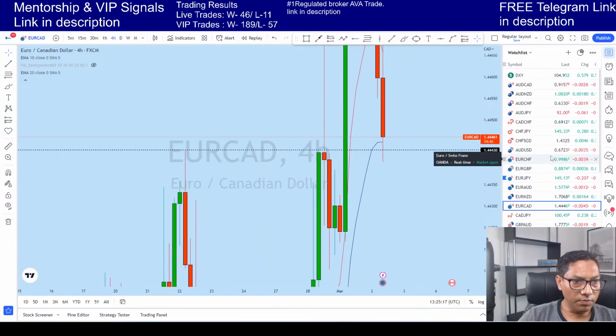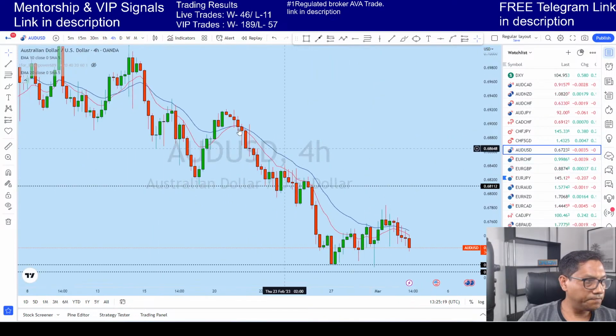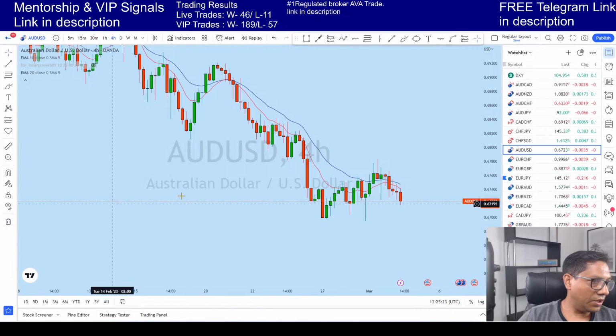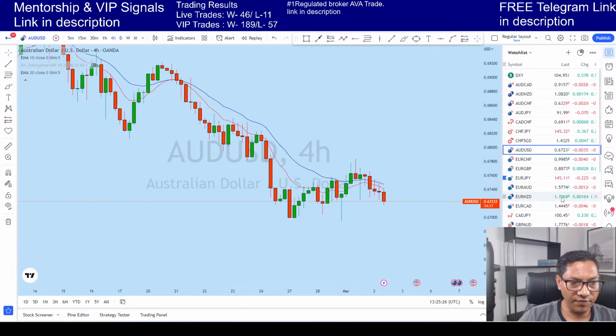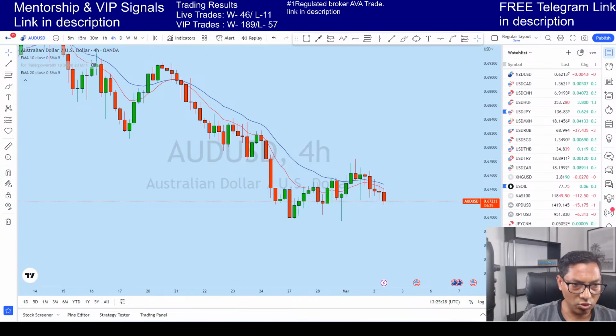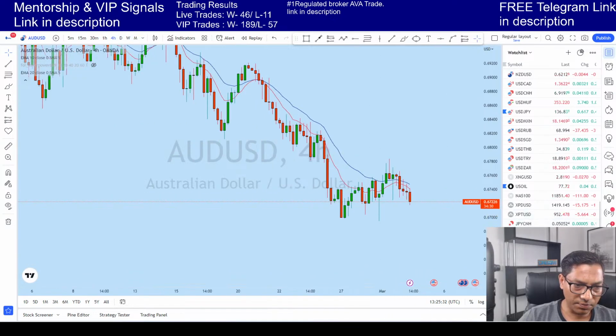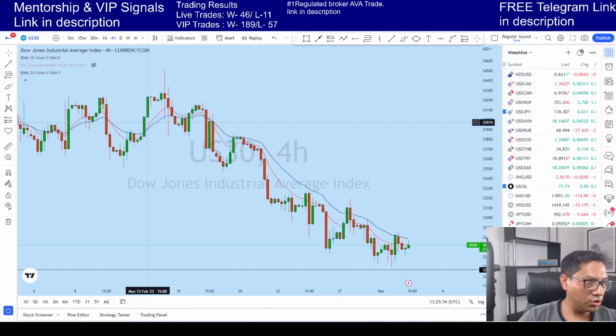Okay guys, so looking at AUD USD again, now we see there will be a candle close coming up in half an hour. So let me quickly skim through all the pairs, because when we stick to certain pairs, maybe some other pairs are giving a very good trading opportunity.